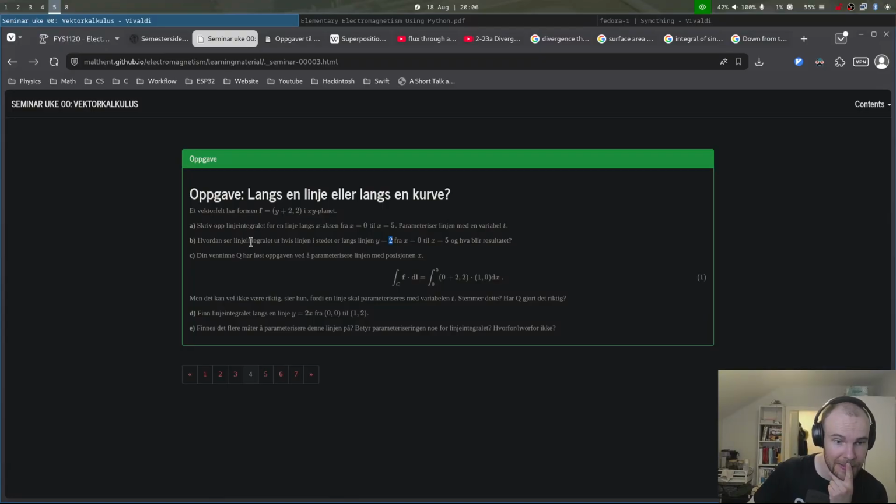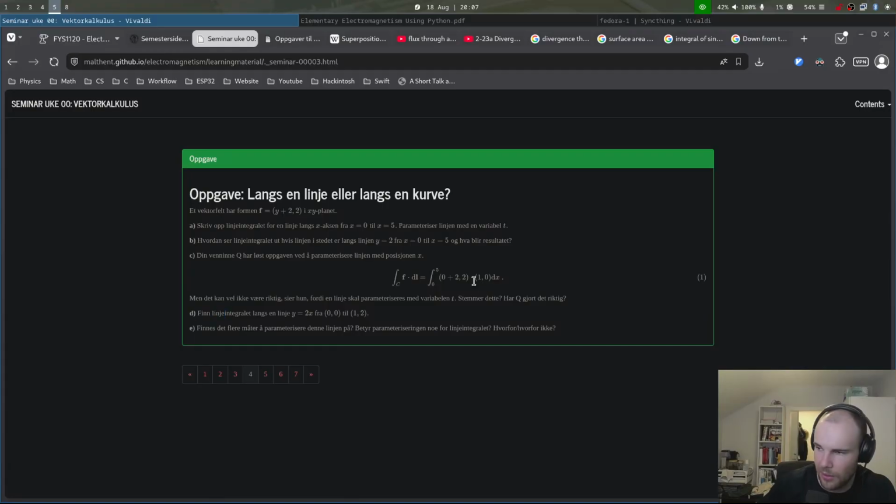Okay, let's go to the next. Your friend Q has solved the task by parameterizing with the position x. She states that this can't be right, because a line should be parameterized with the variable t. Is this correct? Yeah, it's correct. It doesn't matter. No one cares if you use phi or t or whatever. Maybe the geometric interpretation is weird, but of course this is all right.